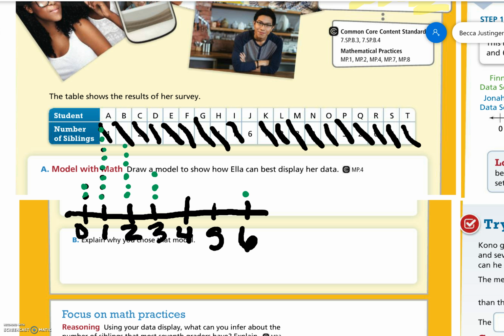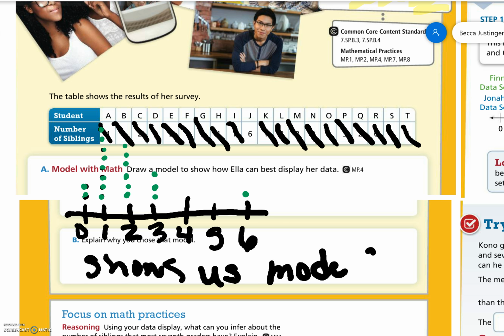Okay, explain why you chose that model. Well, the dot plot can show us the mode and median, those measures of center.